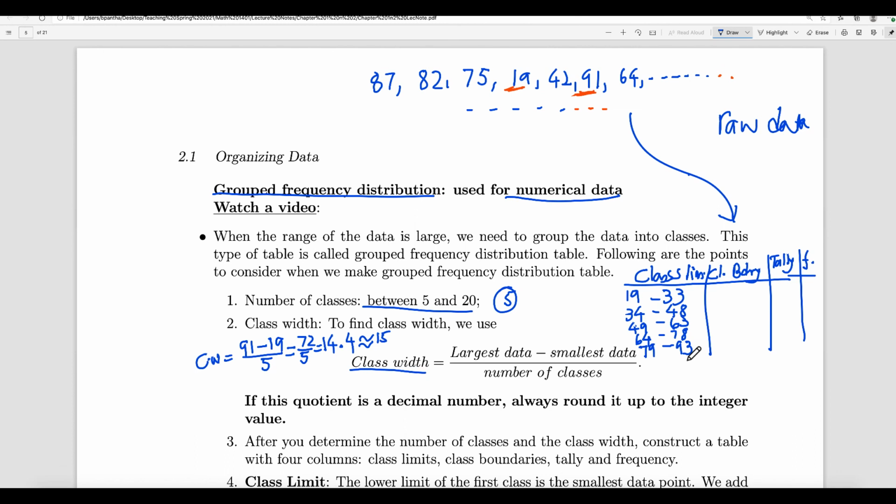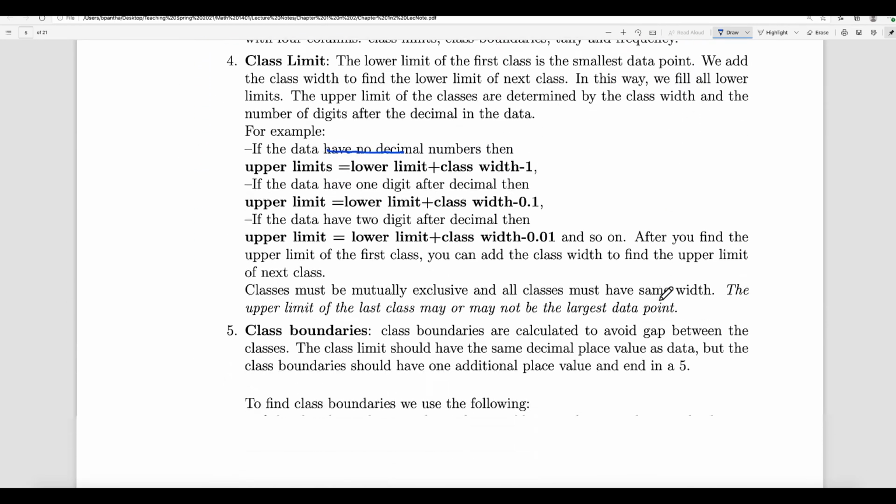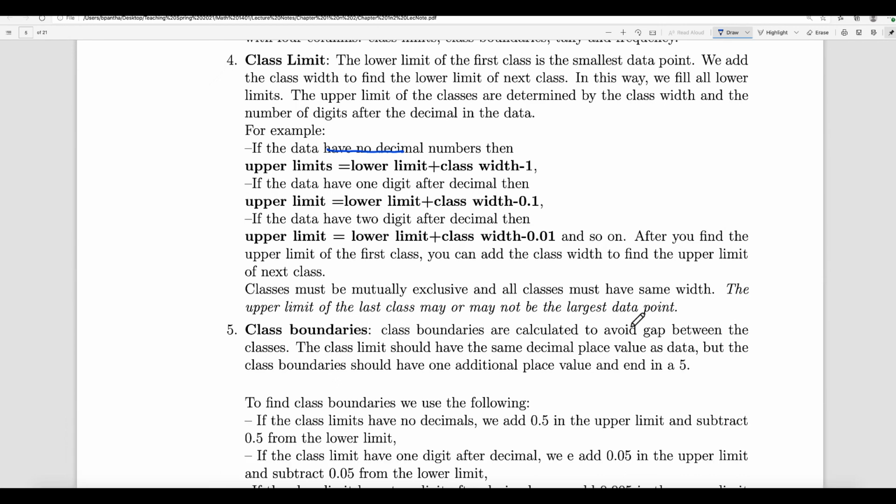Okay, so sometimes you will get exactly the same value there, sometimes you get a different value, but no worries. The upper limit of the last class may be any number, but you should follow that: 79 plus 15 minus 1 is 93. It may be the biggest number or not. No worries about that. Next, we find out the class boundaries.